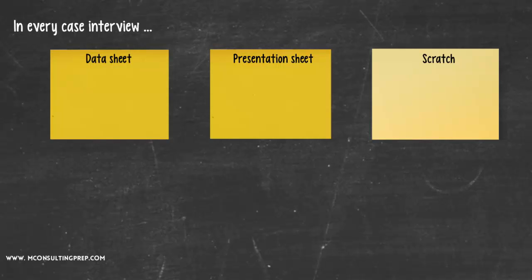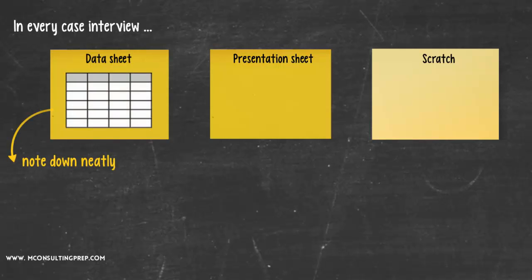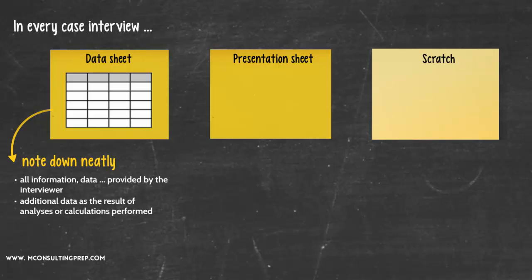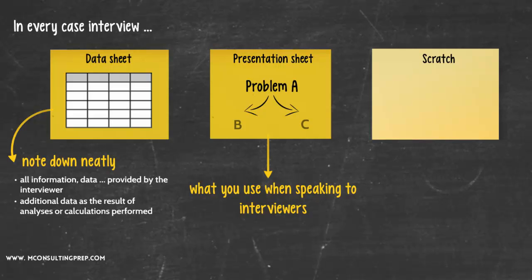The data sheet is where you note down neatly, and ideally in a table format, all of the information and data provided by the interviewer throughout the entire case. If you have any additional data as a result of the analysis or calculation performed, put them into the data sheet as well. The presentation sheet is literally what you use when speaking to interviewers. For example, if you say, problem A can be broken down into B and C, literally draw those on this sheet and point to each one of them as you speak.